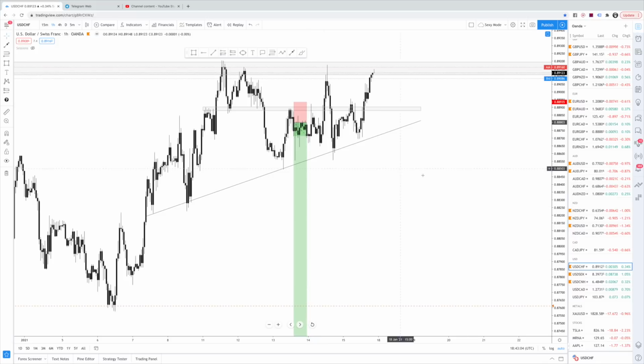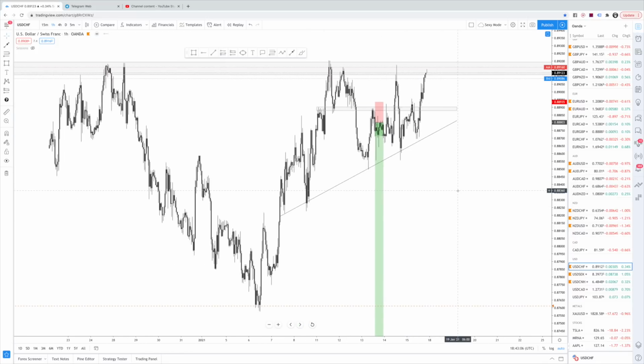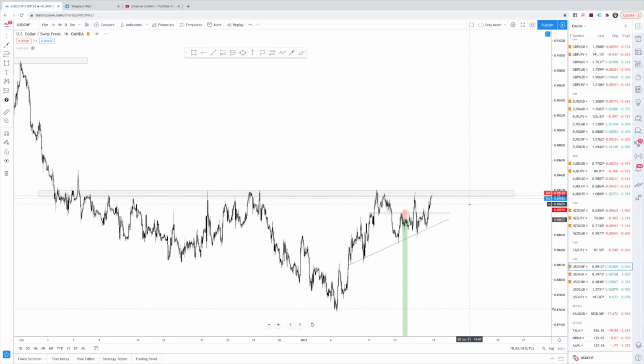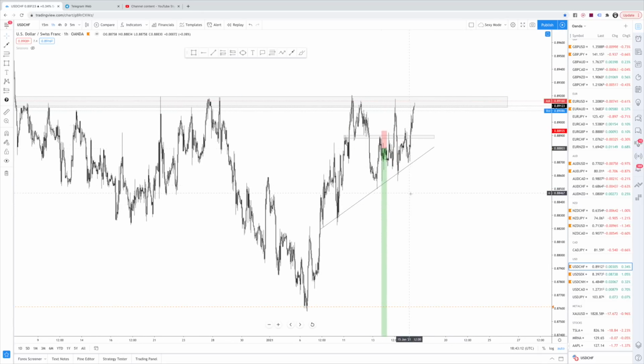I closed it actually in some small profit, but still it was pretty much a break even trade. Good thing too, because price ended up just continuing up, just banging into this resistance area. So I'm going to kind of wait for sells on these until some downtrend structure gets created.